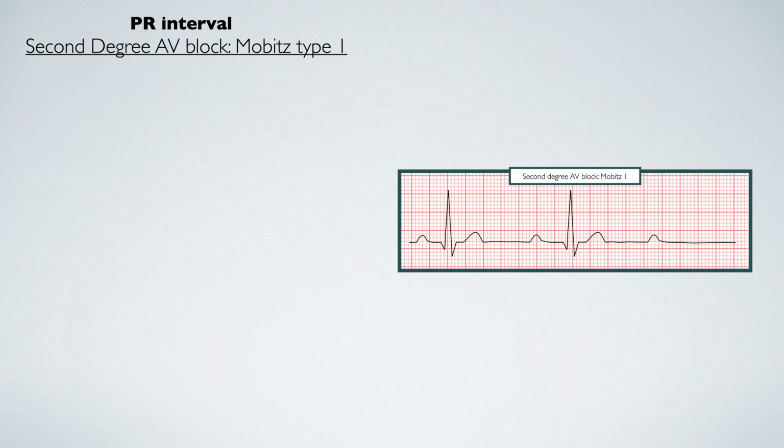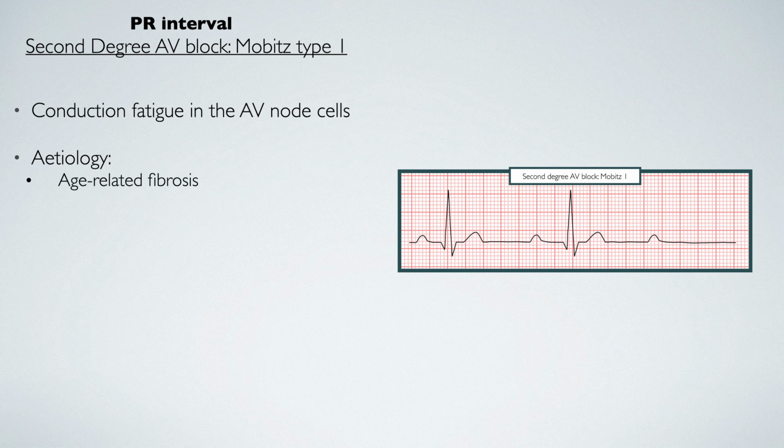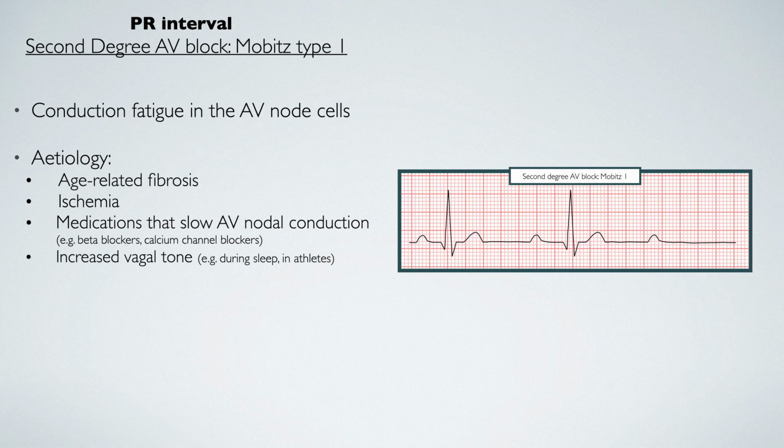Mobitz 1 is caused by conduction fatigue in the AV node cells, and this is most commonly due to age-related fibrosis of the AV node. But other causes include ischemia, AV nodal blocking drugs, and increased vagal tone. Again, this condition is generally benign and does not require any significant intervention.